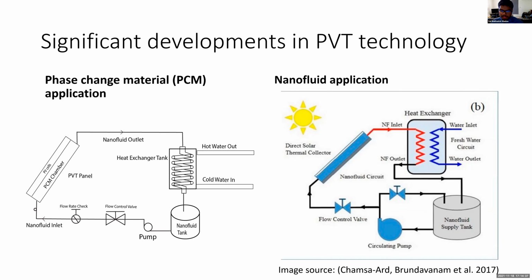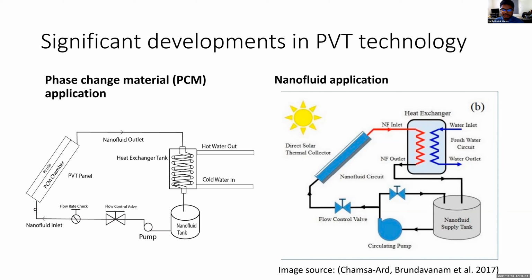The problem here is water or air is not able to dissipate the heat effectively from the PVT system. The optimum operating temperature of a PVT system is 25 degrees centigrade, but the water is not able to dissipate the heat till a temperature of 25 degrees centigrade. So that is why we need developments in the PVT technology so we can achieve the set targets of the temperature region. Phase change material application and nanofluid application are the latest significant developments in the PVT technology.